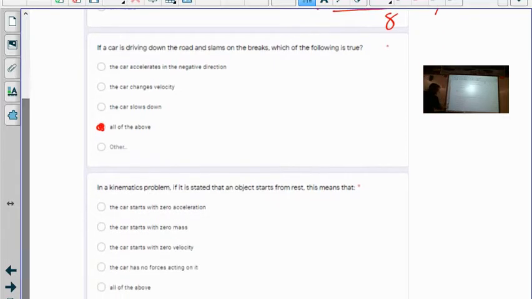In a kinematics problem, it is stated that an object starts from rest. If it starts from rest, that means its initial velocity is 0. So the car starts with 0 velocity. Initial velocity is 0.